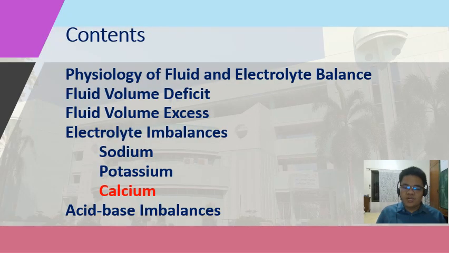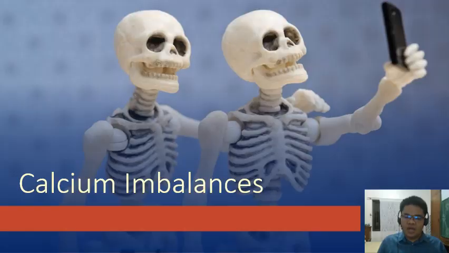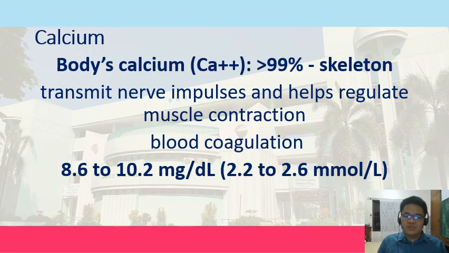For this lecture, our focus is calcium. We'll be talking about calcium imbalances, which are hypocalcemia and hypercalcemia. Now, we need to remember that the body's calcium is considered to be a divalent cation. It has two positive charges.